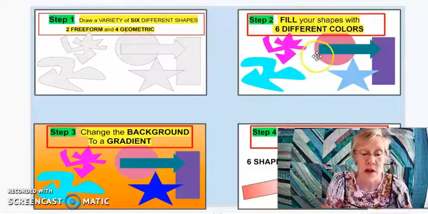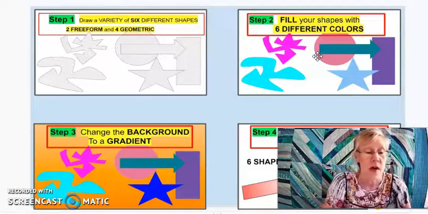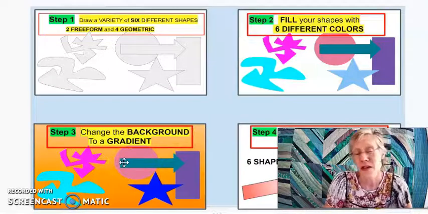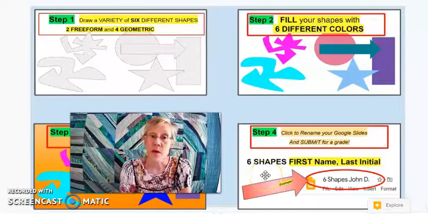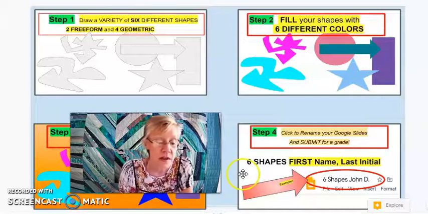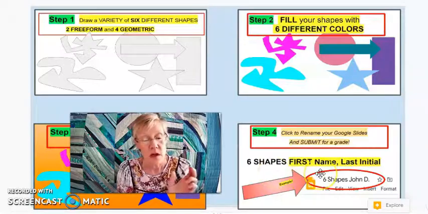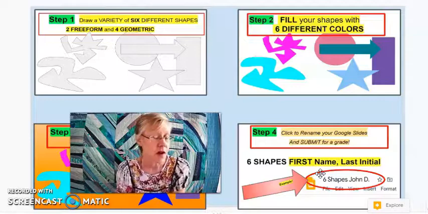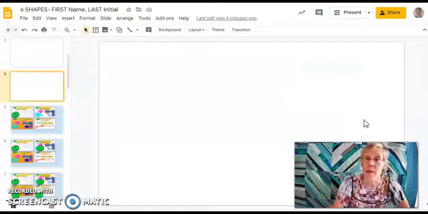Step 2, you probably already know how to select and fill a shape with a color. You'll use 6 different colors. Step 3, you just change the background to a gradient. Step 4, you rename your Google Slide file. See where it says 6 shapes? You keep that part, but you change the last part of the file name to your first name and your last initial. Now I'm going to show you the steps.